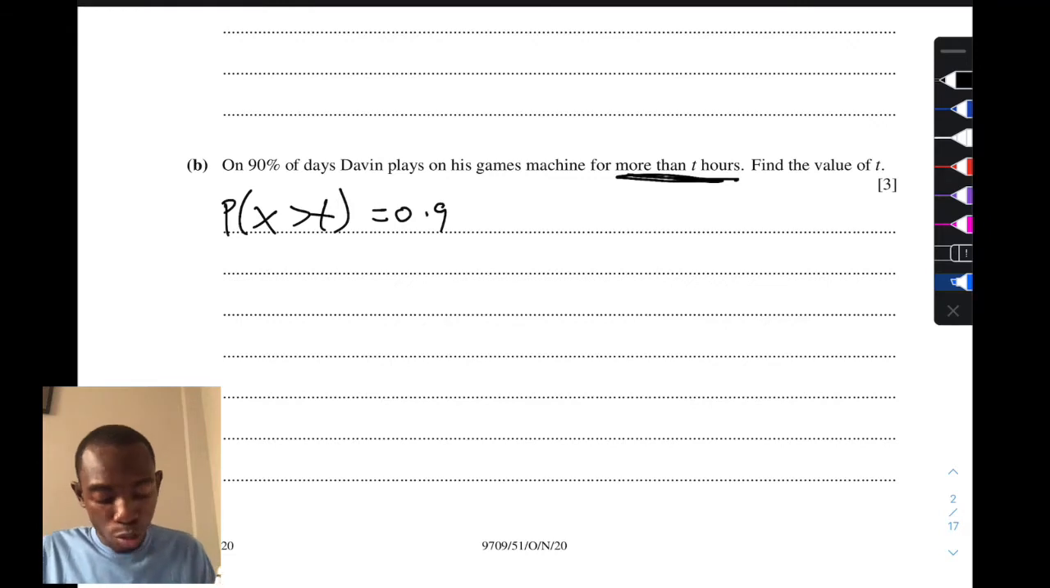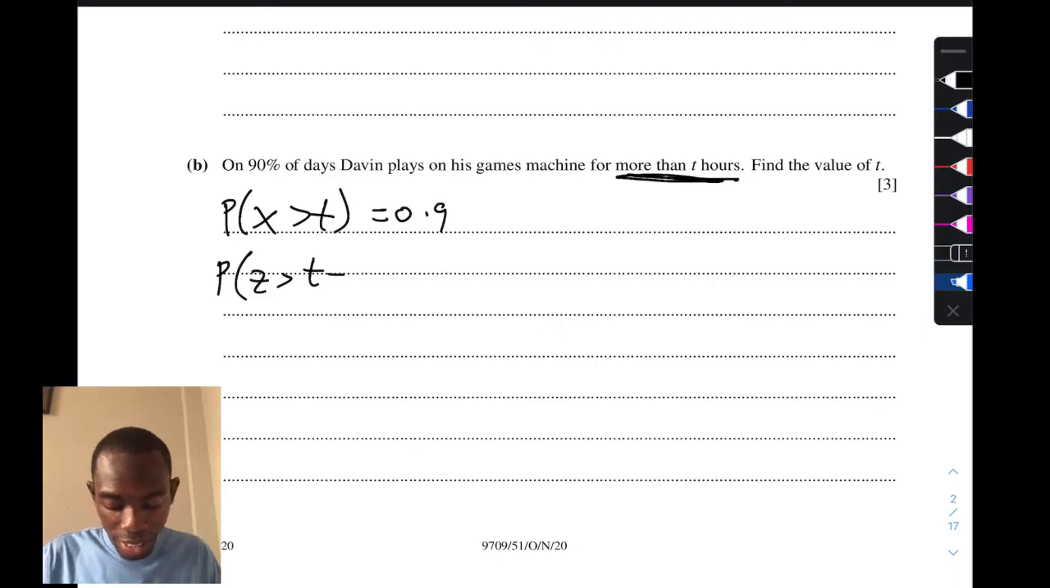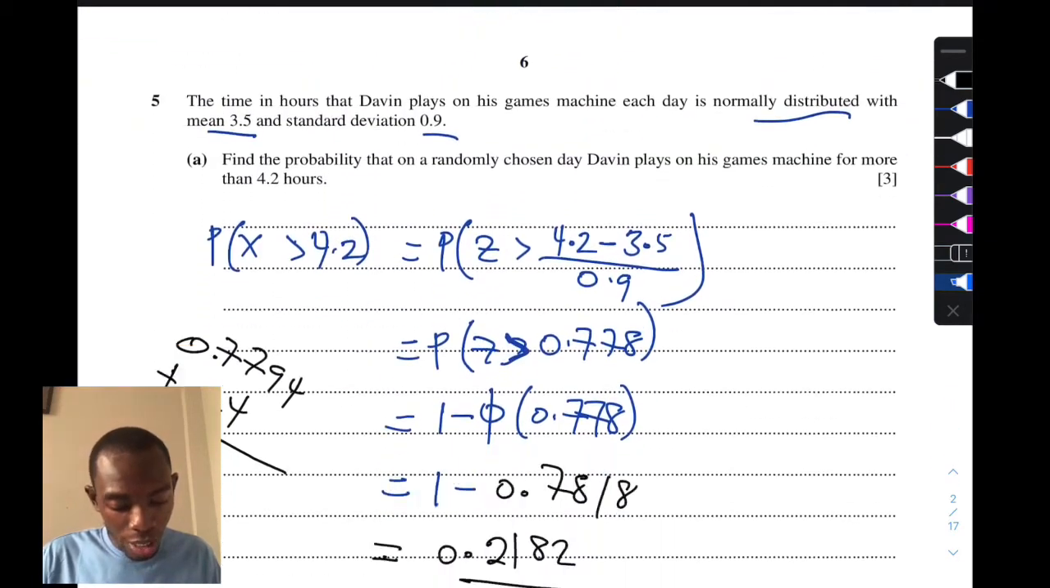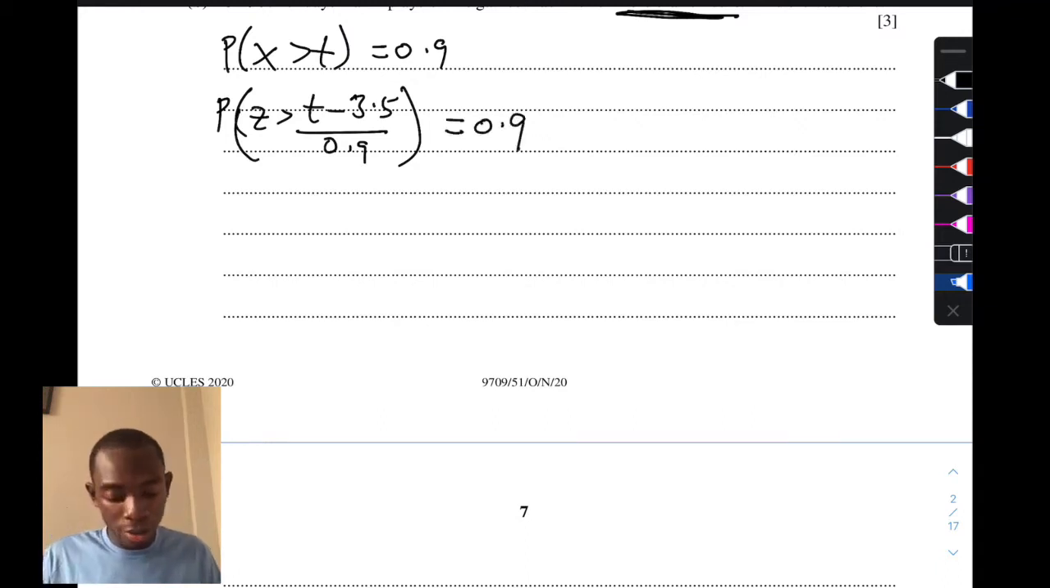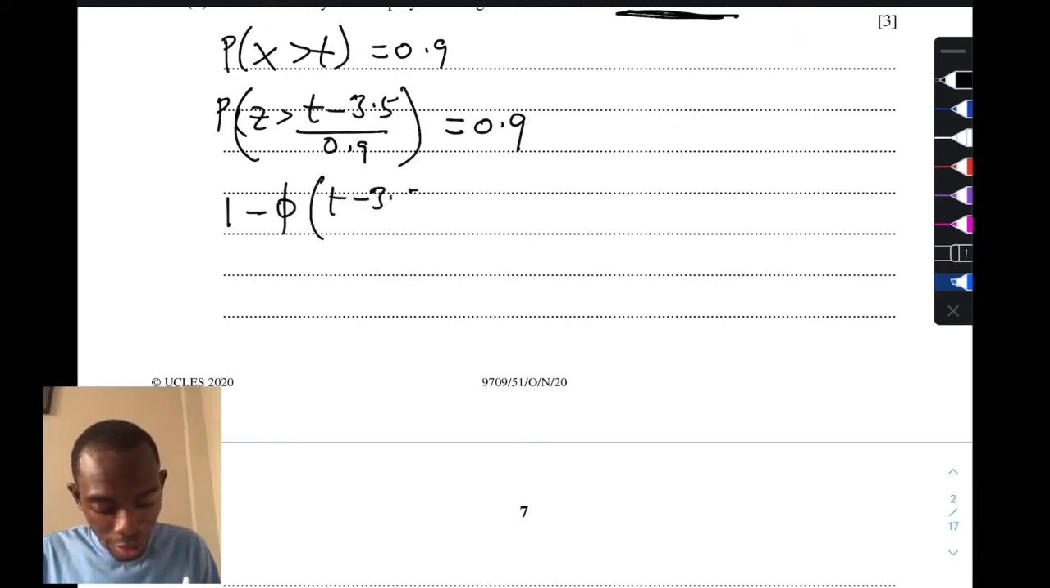So the probability that he plays greater than t is actually 0.9. Then you standardize it. So you have the probability of z greater than t minus the mean. And the mean, ladies and gentlemen, was 3.5, and the standard deviation 0.9. So this whole thing is equal to 0.9. Now that would mean that 1 minus, I told you if it is greater than, it means 1 minus. So you have 1 minus phi of t minus 3.5 over 0.9 is equal to 0.9.